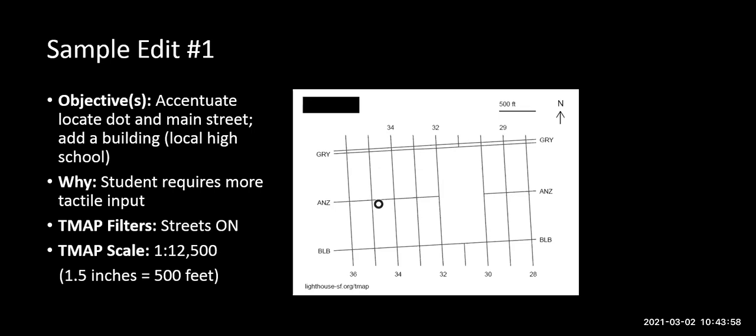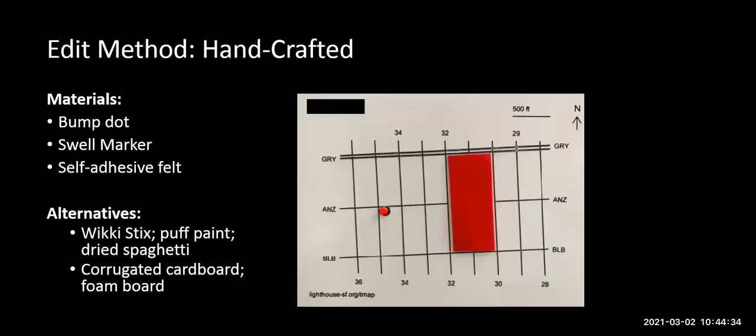So accentuate the locate dot and Main Street, which in this case is Gary Boulevard, denoted by the letters GRY, okay? And add a building, which is the local high school. And that building encompasses 4 blocks where you see the open space there to the right of center. And why? Because the student requires more tactile input. And these were the filters that I had on, okay? Next slide, please.